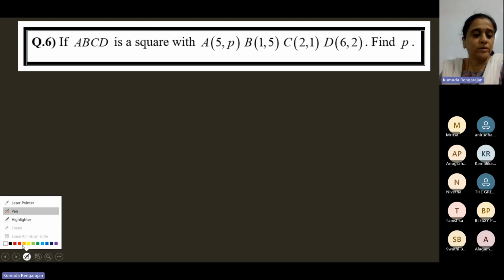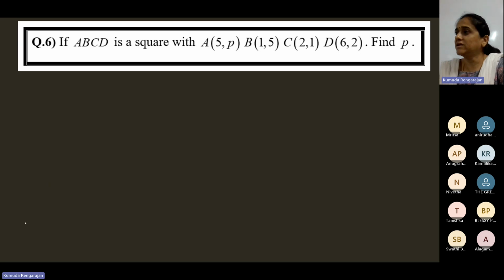So we know that in a parallelogram, diagonals bisect each other. A rhombus is a parallelogram. A rectangle is a parallelogram. A square is a parallelogram. And we know that in a parallelogram, the diagonals bisect each other. That means both the diagonals have the same midpoint.